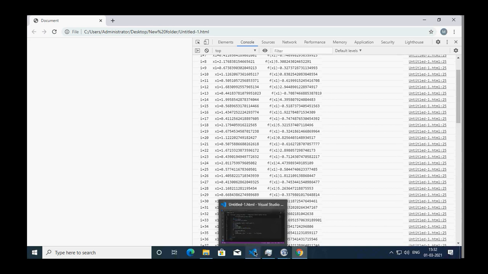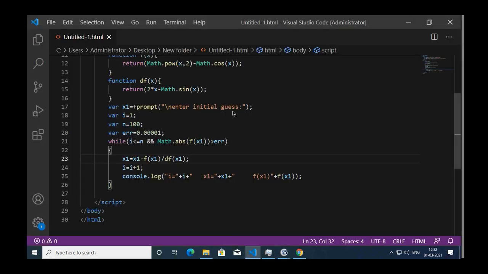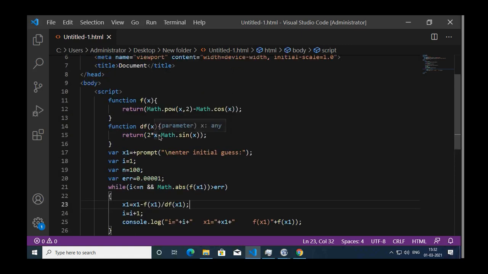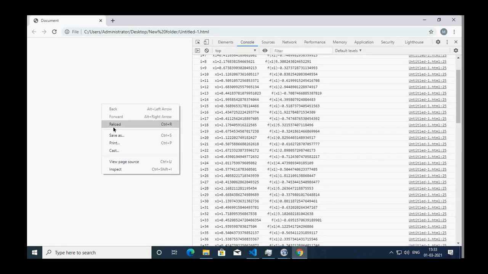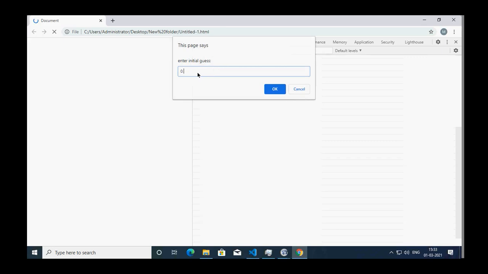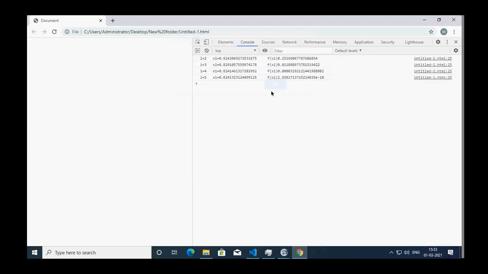So did I make any mistake in my program? Initial case i equal to 1, n equal to 100, i less than or equal to n, math absolute function value should be greater than that, x1 equal to f of x1, so this is x square, so its derivative becomes 2x. Okay, this has to be plus, so this is where I made the mistake. Okay, so I hit save and I will reload it. Reload 0.5. Okay.